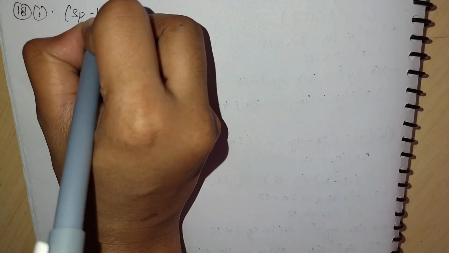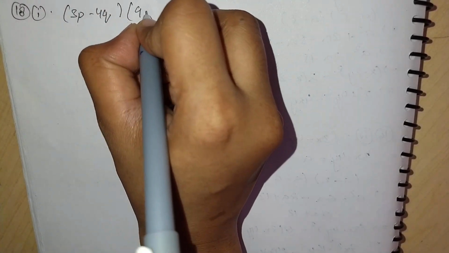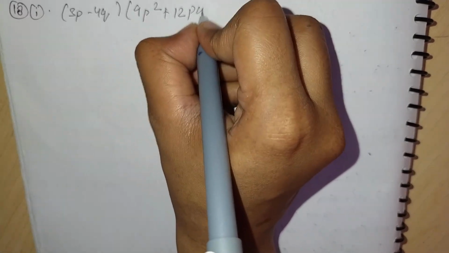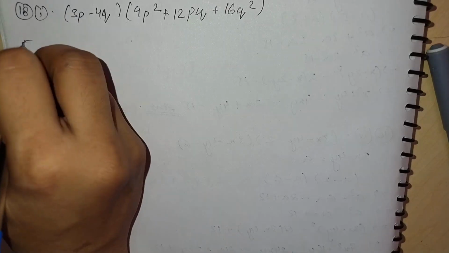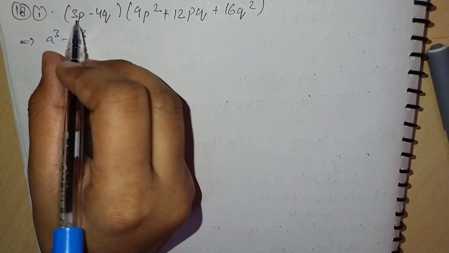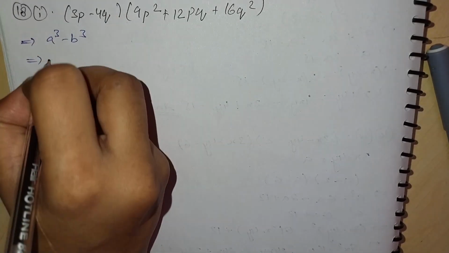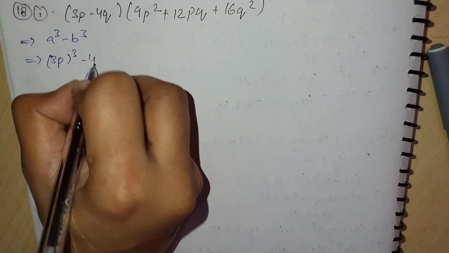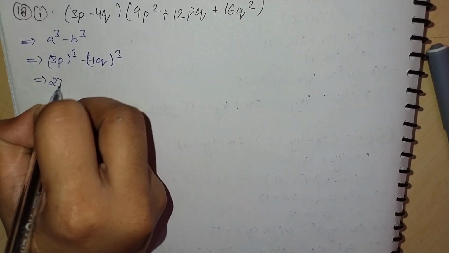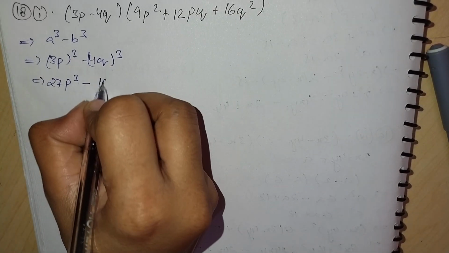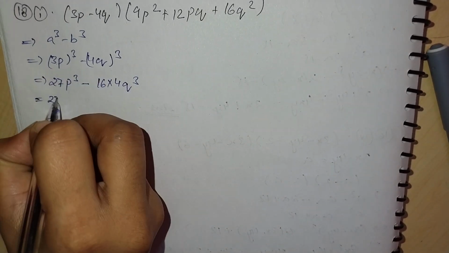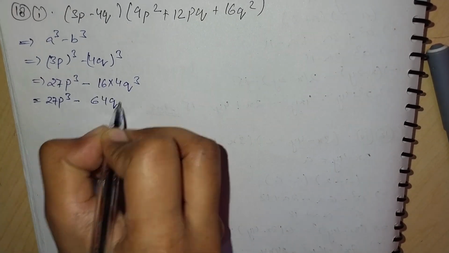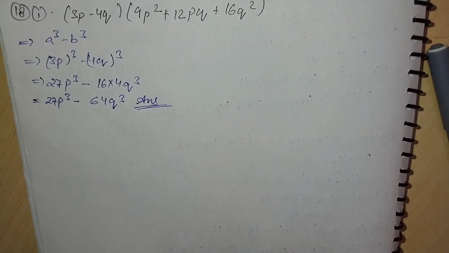Solving the 18th question, first part, we will get 3p minus 4q and 9p square plus 12pq plus 16q square here. So again we will apply the same formula of a cube minus b cube, because here it is minus sign. Putting the value of this in this, we will get (3p)³ minus (4q)³ equal to 27p cube minus 16 into 4 q cube. So it is equal to 27p cube minus 64q cube. So this is the answer here in this question.